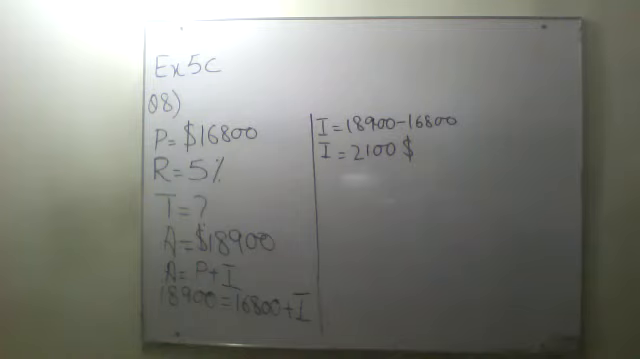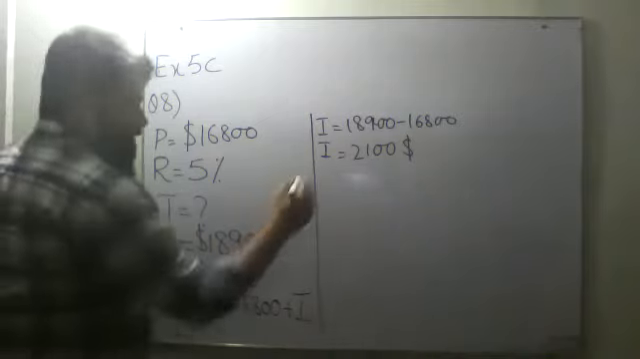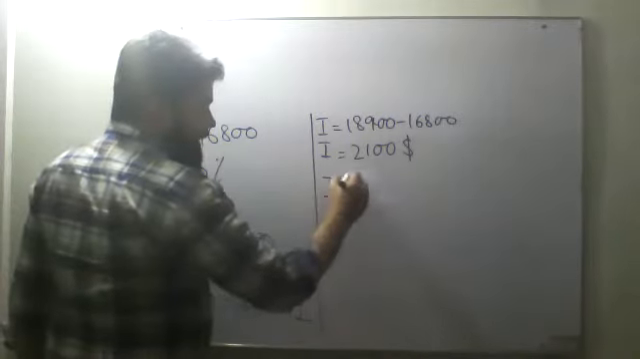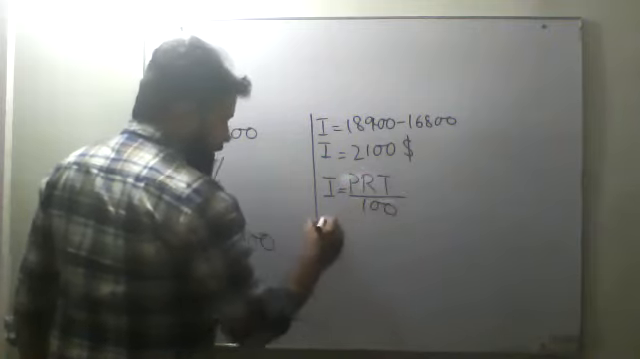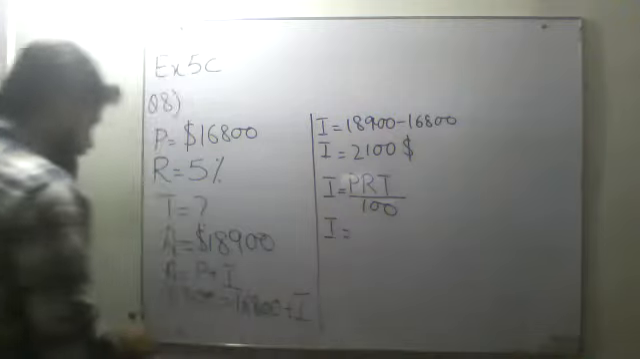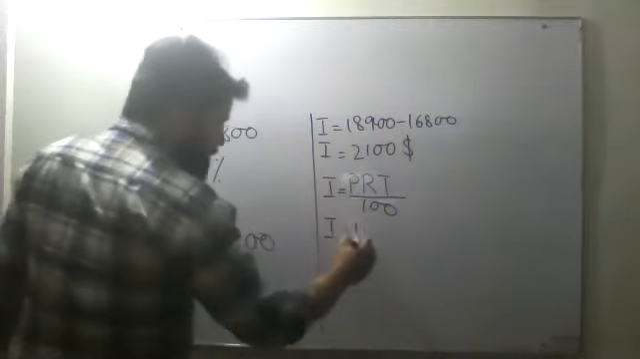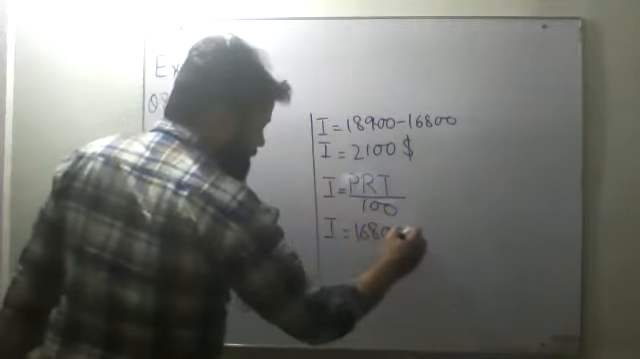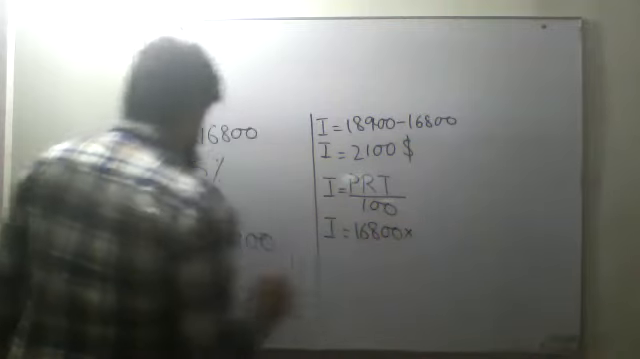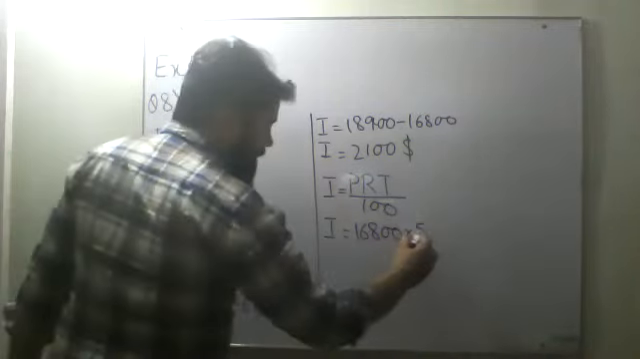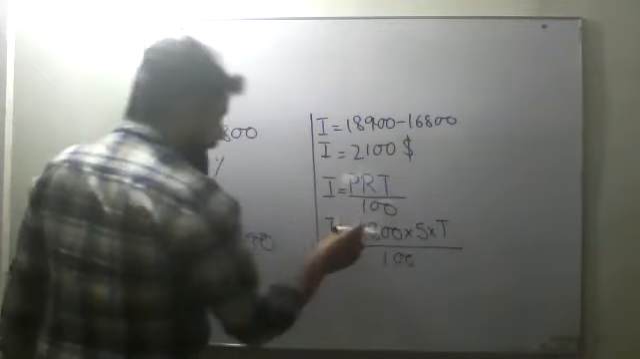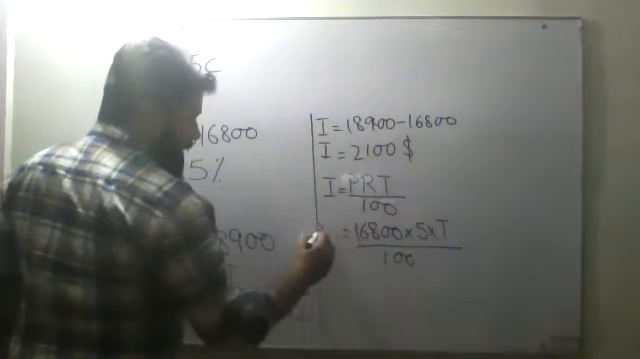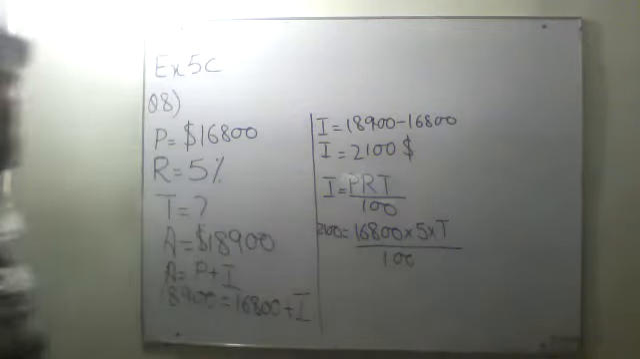What will I do next? I have to find time. I have got I. So I equals PRT over 100. What is P given to me? P is given $16,800. R is 5%. Time I have to find, divided by 100. And the value of I I have also found, that was 2,100.